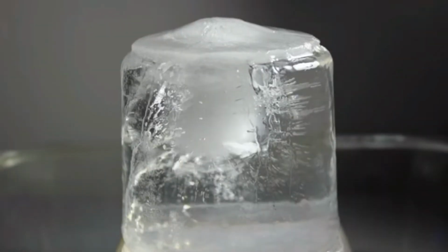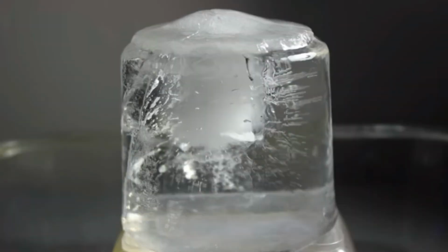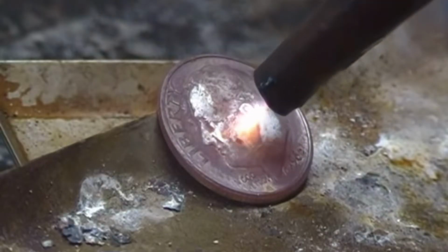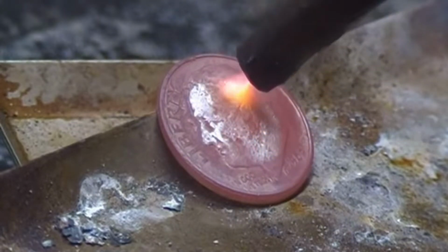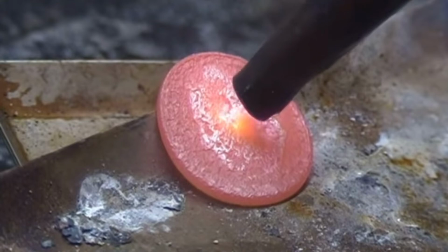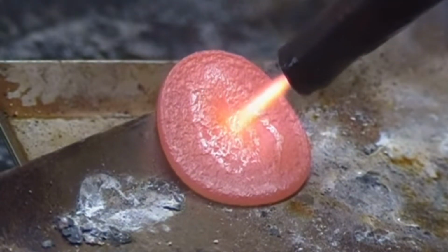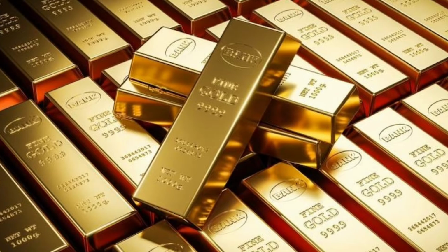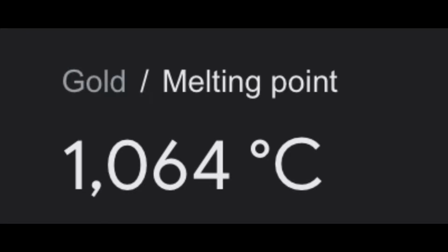And then we have melting point, and melting point is the temperature at which a substance changes from a solid to a liquid. And melting point is a property of the element. It differs within the periodic table because we have elements like helium which need very low temperatures to melt, or elements like gold which need very high temperatures to melt.